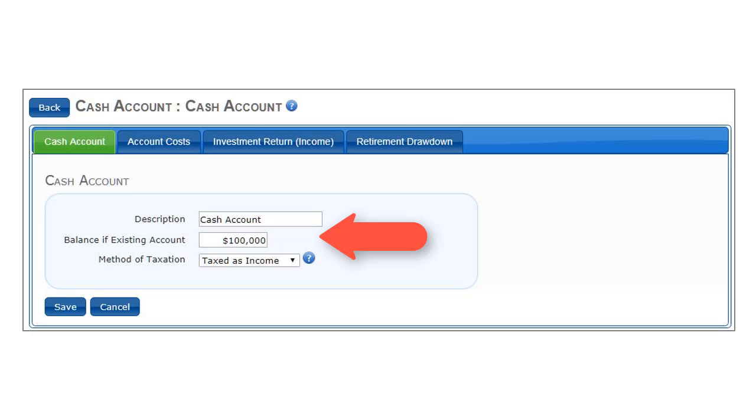If the account has an existing balance, in this case $100,000, that value is entered. Note that on the tab Cash Account you can nominate the method of taxation.